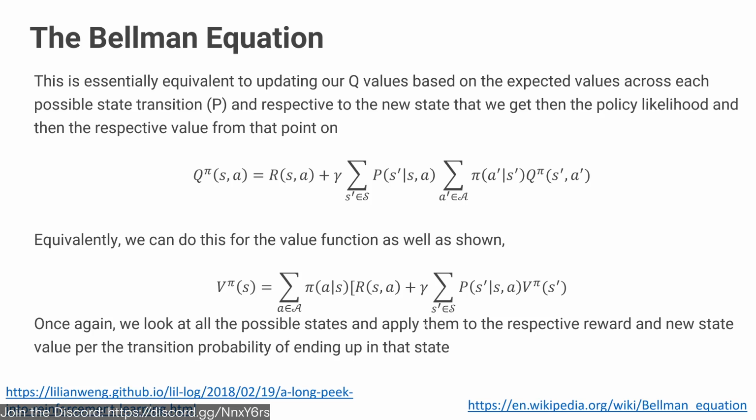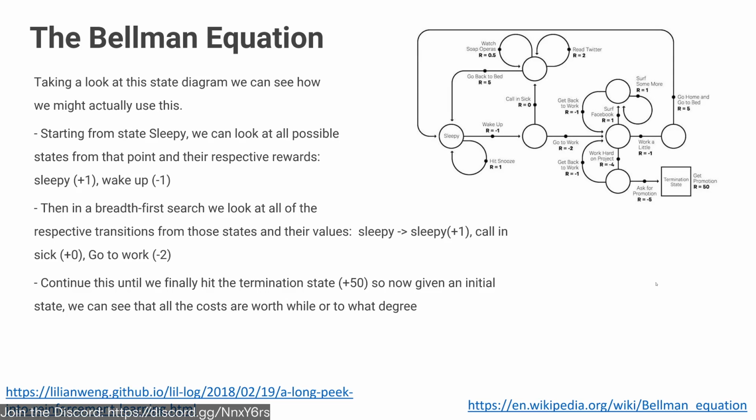And so once again, the idea here is we look at all the possible states, and then we apply the respective reward of the new state value per the transition probability of ending up in that state. So we'll take a look at that in the context of the example that we saw in the last lecture. Let's say we start in this state of sleepy. We can look at all of the possible states from this point. We can go back to sleepy, in which case we're going to see a reward of 1. Or we can go to this wake up state where we see a reward of -1. And so now if you do the calculation, the expected reward from here is going to be -1 plus 1.